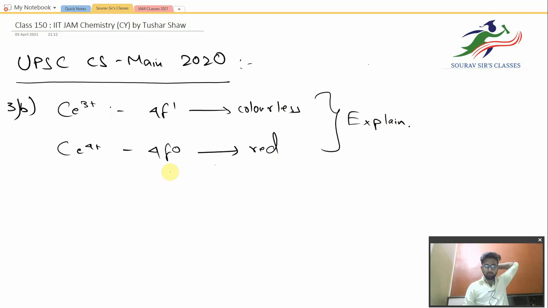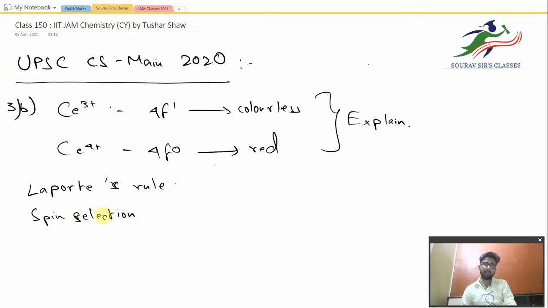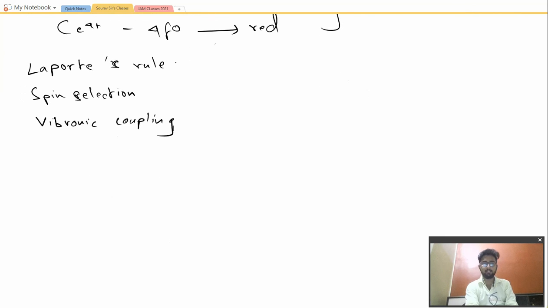So in coordination compounds, or we may say for the d block elements and the f block elements, the color arises from basically three factors that are there for explanation of the color. That is Laporte's rule, we have the spin selection rule, and lastly we have vibronic coupling. We have to explain all the three factors in this case.